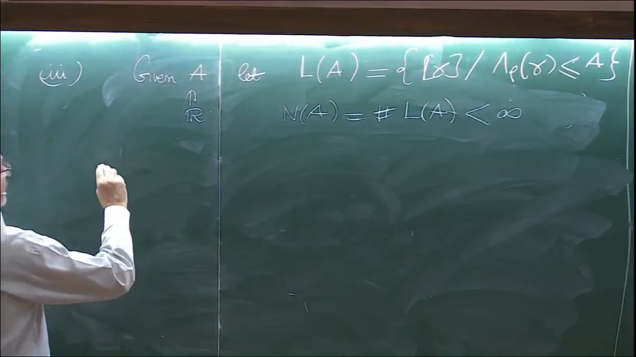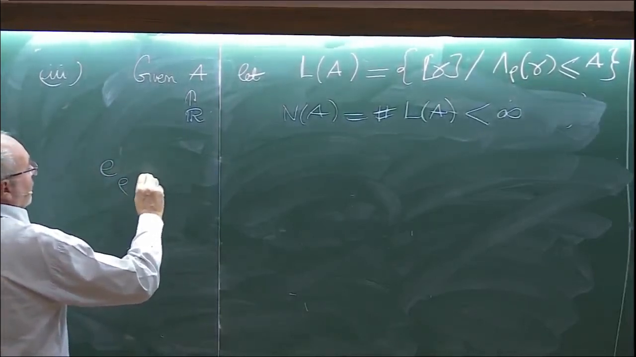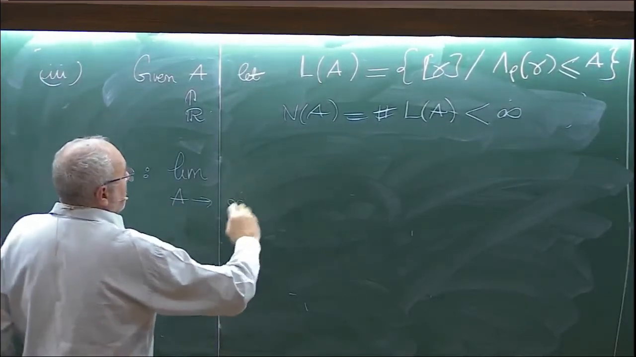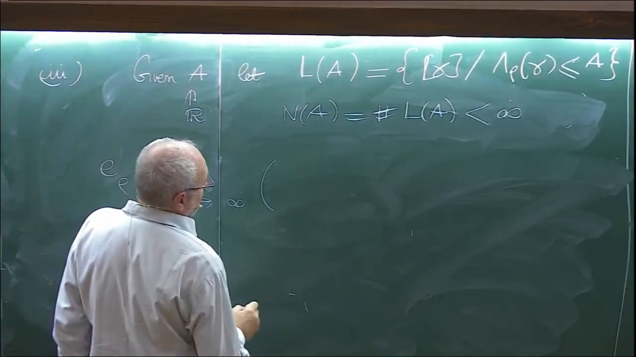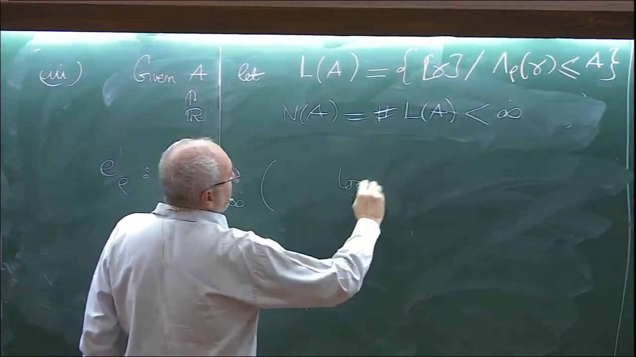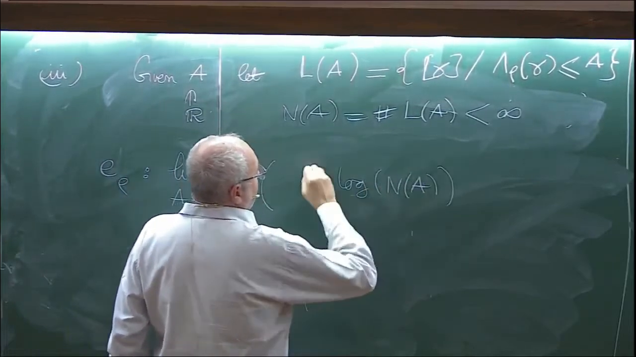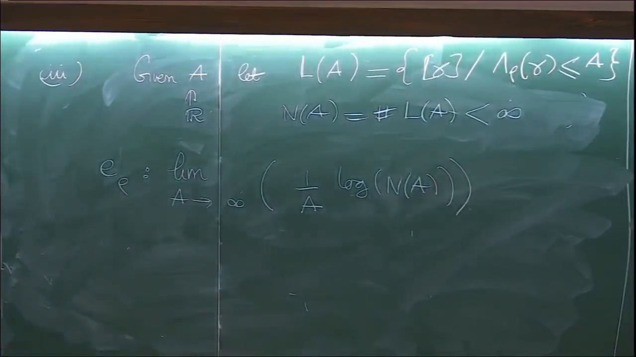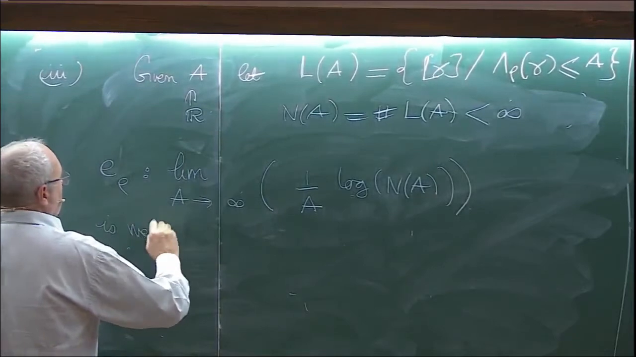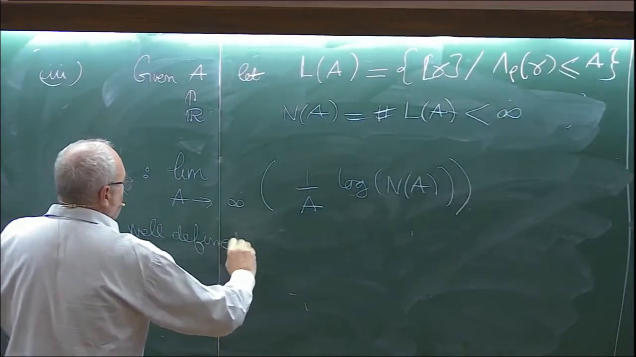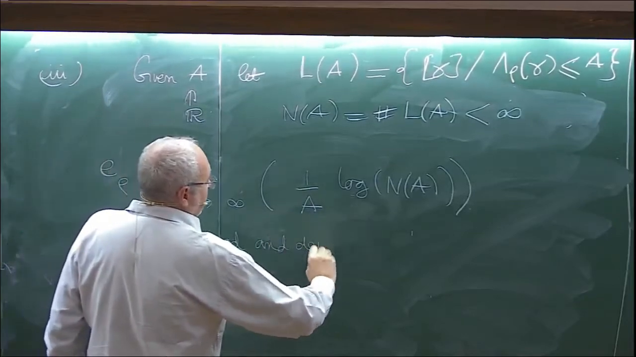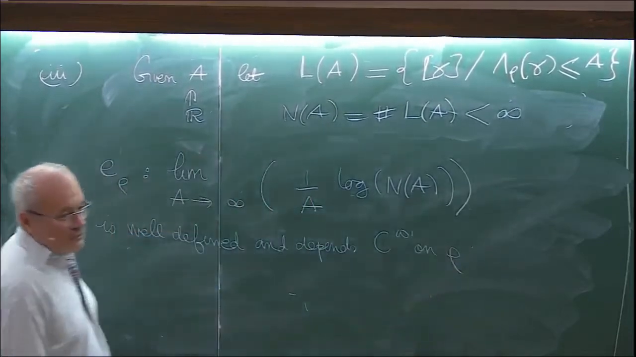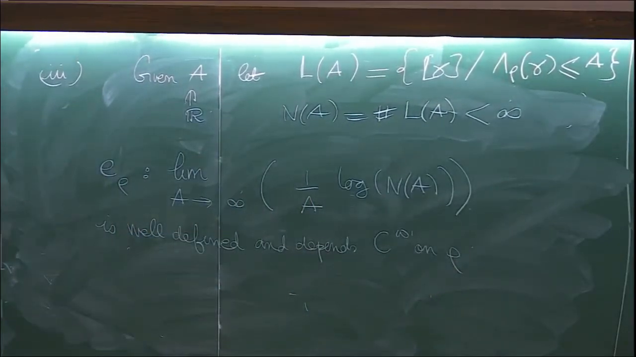But then the entropy of rho is going to be the limit when A goes to infinity of the logarithm of N of A, over A. Okay? So this object is well defined, and depends analytically on the representation. If you have an analytic family of representations, then this function is analytic.